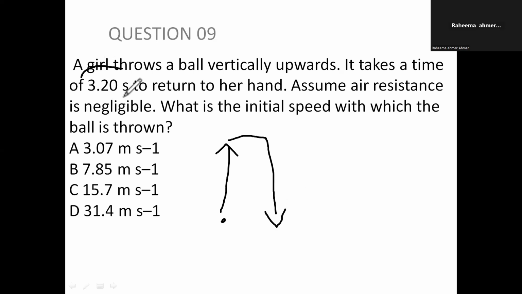What about the displacement? It says that it returned to her hand. This is a key point actually. What do you mean by this? This means that the displacement is zero. How? Because the initial starting and the ending position is the same. And if the starting and the ending position is the same, then the displacement would be zero.